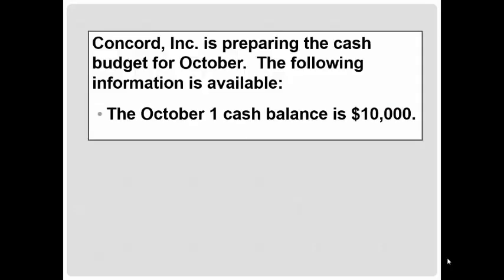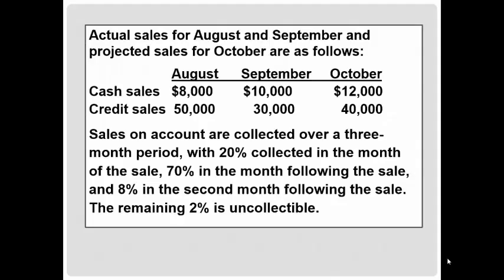Concord Inc. is preparing the cash budget for October. The following information is available. The October 1st cash balance is $10,000. Actual sales for August and September and projected sales for October are as follows. Cash sales in the 3 months were $8,000, $10,000, and $12,000. Credit sales were $50,000, $30,000, and $40,000.